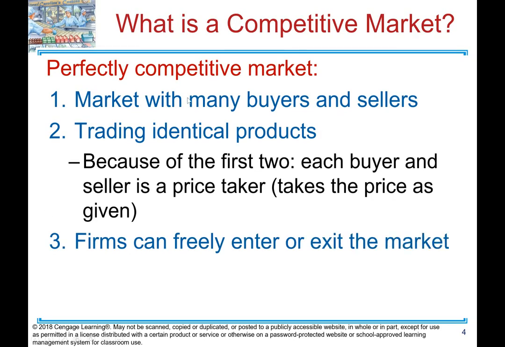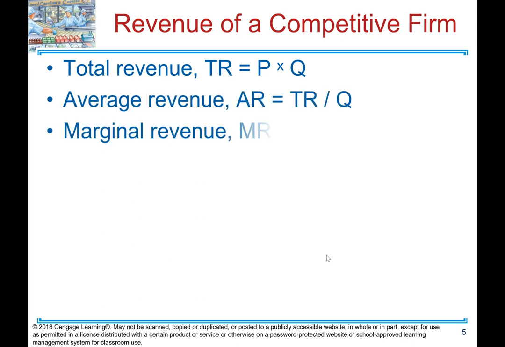So, what is a competitive market? Perfectly competitive markets are markets, one, with many buyers and sellers. Two, trading in identical products, homogeneous products. Because of the first two, each buyer and seller is a price taker, takes the price as is. And three, farms can freely enter or exit the market. These are the characteristics of a perfectly competitive market.